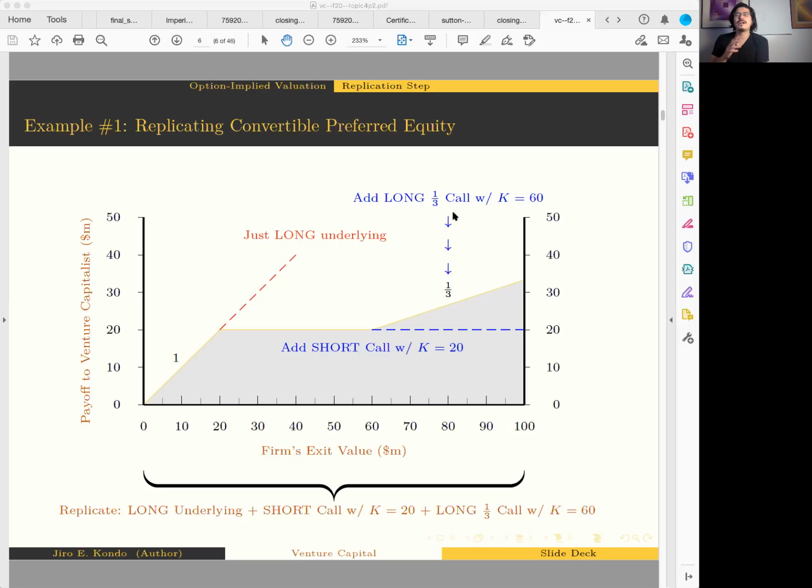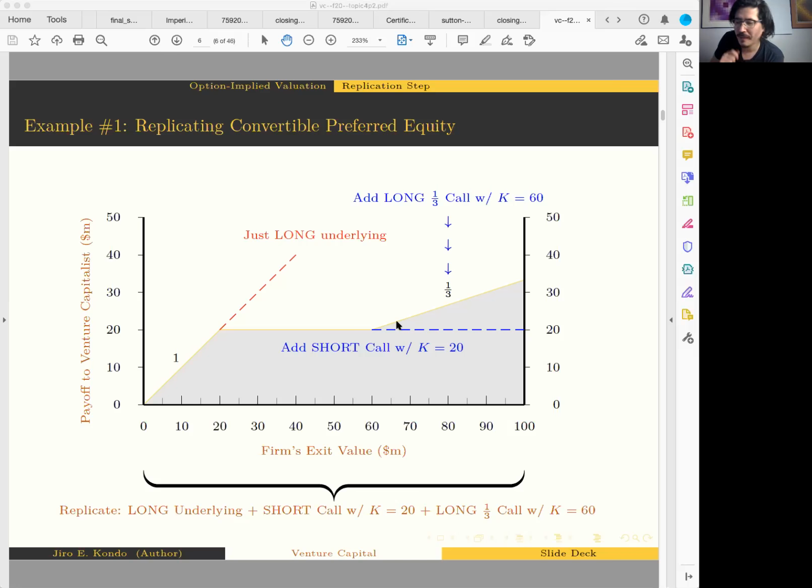Just to repeat, and I'm sorry if I'm belaboring the point here, we look at this payoff diagram, we identify the original slope that tells us our position in the startup as a whole, and we identify the changes in slope, and that tells us which call options we want to put in our replicating portfolio as well. And once we have the payoff diagram, getting the replicating portfolio is a purely visual exercise.